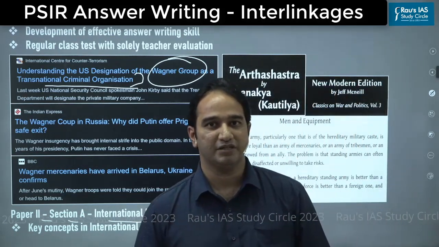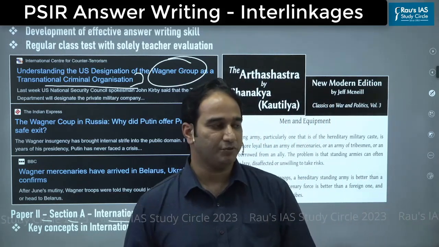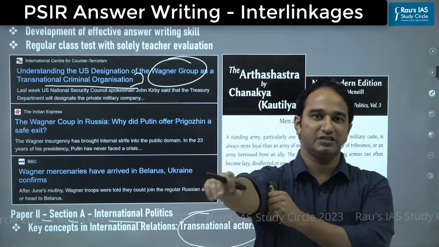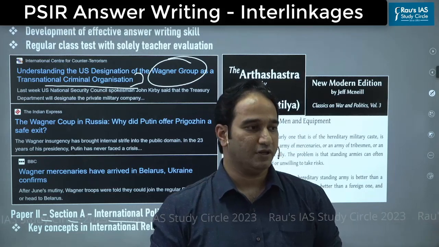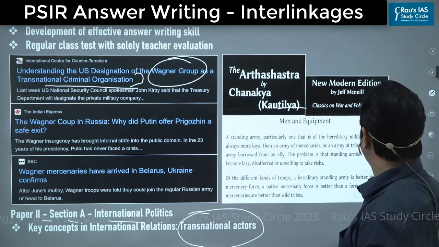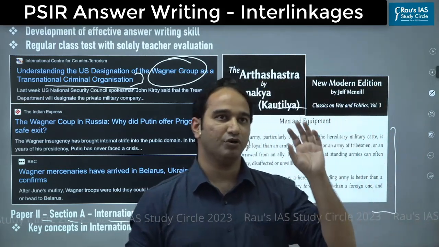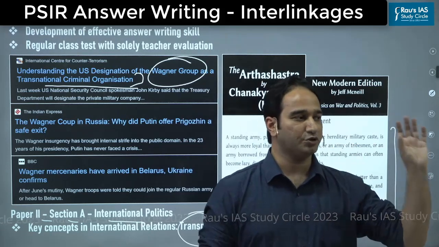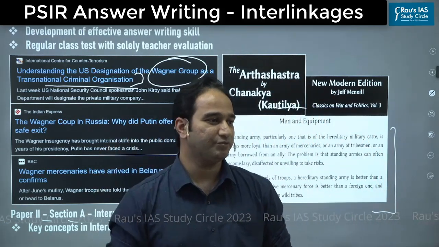What had happened is that this Wagner Group is a form of private military company, a form of mercenary group. And they recently tried to undertake a coup against Vladimir Putin. Now, Chanakya within the Arthashastra has said that mercenaries cannot be trusted. So you bring in the view of Chanakya and Kautilya, which would be taught to you in Paper 1, and you link it to an answer of Paper 2.